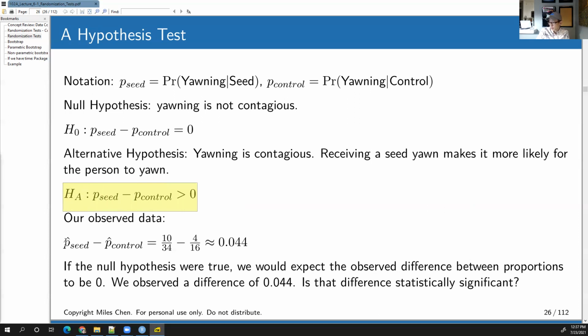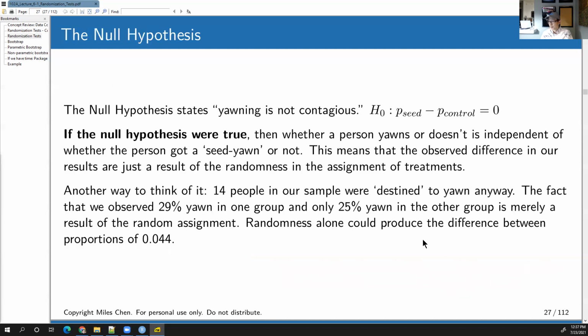And so in our observed data, the difference we saw between the two proportions, this was 29%, this was 25%. So our difference is around 4%. It's technically 4.4%. Okay, we observe a difference of 4.4 percentage points. And the question is, is this difference of 4.4 percentage points statistically significant? Could it be the result of random chance, or is it evidence that there actually is a difference between the two groups?